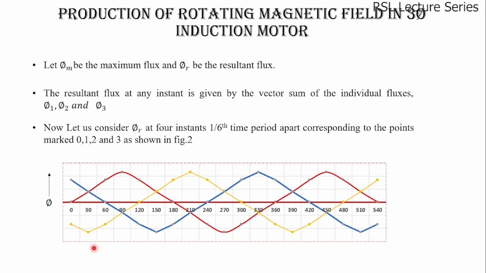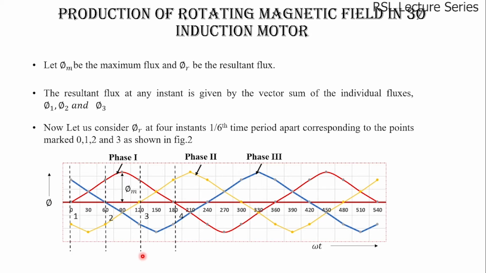This is the waveform for the flux. This is phase 1, this is phase 2 and this is phase 3. Now we are going to divide this into 60 degree intervals, in order to prove that the magnetic field produced is rotating in nature. Here at this instant we assume omega t is 0. Along the x-axis we have omega t and the y-axis is the flux. Then instant 2 is omega t corresponding to 60 degrees, instant 3 is omega t 120, and instant 4 omega t is 180. This is the maximum value of flux, and the maximum value remains the same in all 3 cases.